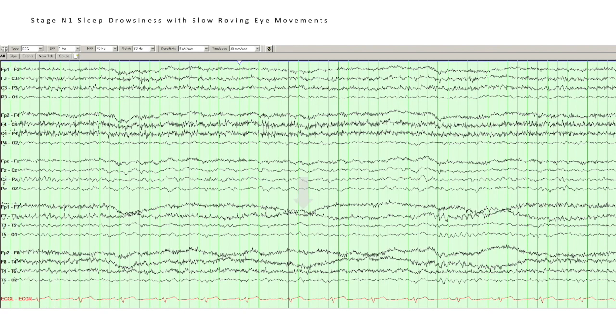Here's an example of slow roving eye movements. Note that they look sort of like the horizontal movements of the eyes we saw before, but instead they're very slow. So here again, the patient at this point is looking to the right, and that positive cornea is maximal at F8, and the negative retina is more maximal at F7. And then you may see the opposite here, where there's a positive waveform at F7 and a negative polarity waveform at F8.